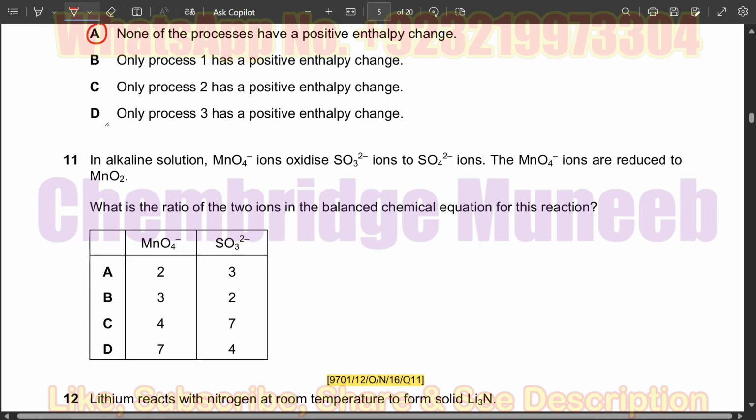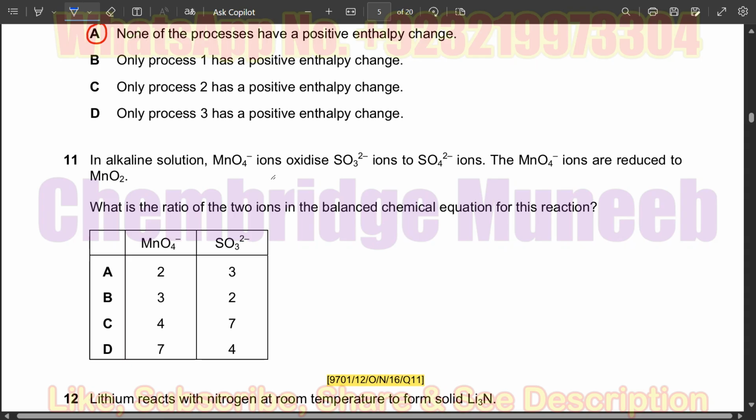Next question, number 11. In alkaline condition, MnO4 negative ions oxidize the sulfite ions to sulfate ions. The MnO4 negative ions are reduced to MnO2. What is the ratio of the two ions in the balanced chemical equation for this reaction? So we have to construct the equation to find out the answer.